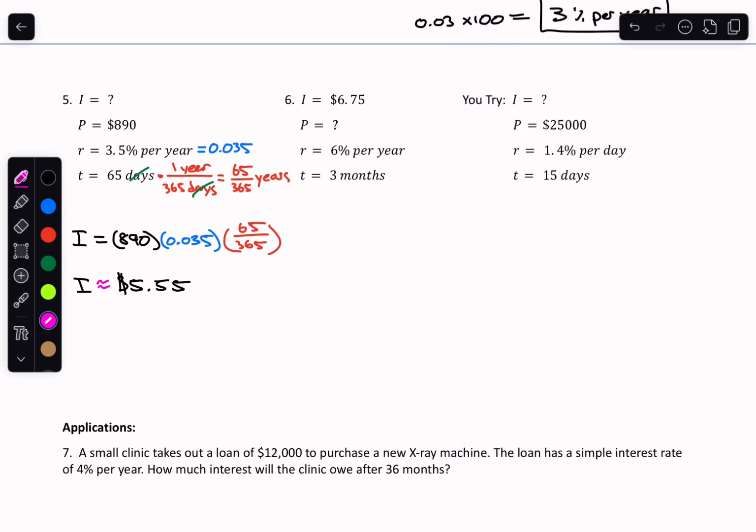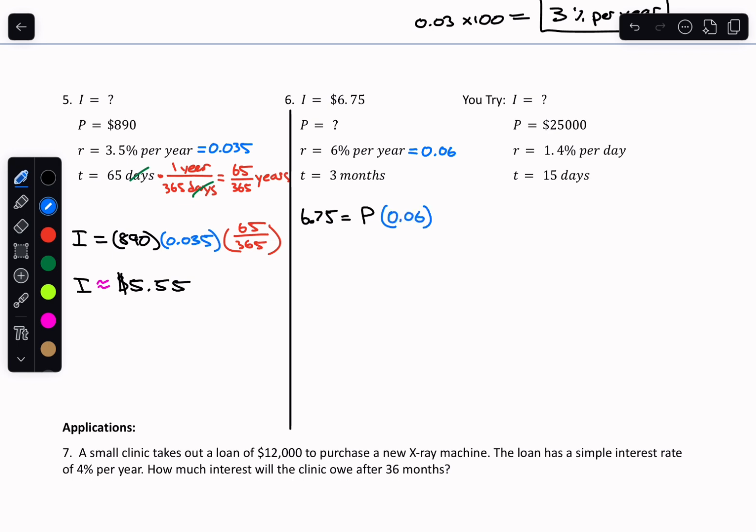Okay, number 6. We're now solving for principal. So when we set this one up, we're just going to have to make sure we put the blank in the appropriate spot. I'm going to go ahead and draw a vertical line here just to separate my two problems nice and cleanly. All right, so we have our interest is 6.75. I'll go ahead and put that on the left. We have that this is equal to our principal, which we don't know yet. So I'm going to put a big capital P there. We have our interest rate is 6%. I'll convert that to be 0.06 and plug that in.